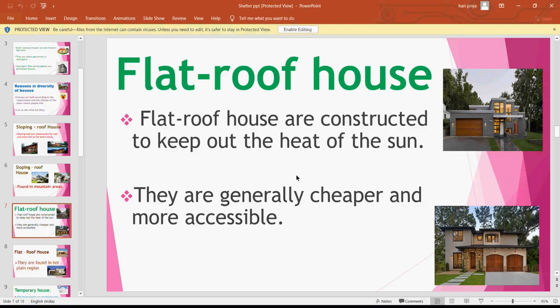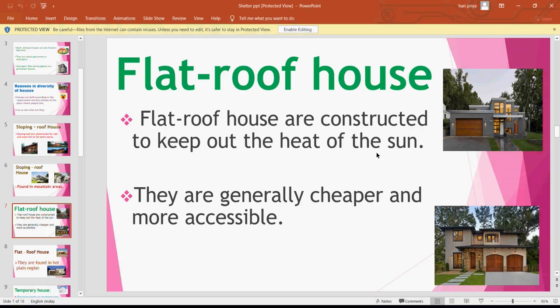So let's read the slide. Flat roof houses are constructed to keep out the heat of the sun. So why are people constructing houses like this? To keep out the heat of the sun. Last time I gave Himachal Pradesh and Ooty as examples, but in this case we can take Chennai as an example. Generally in Chennai the climate is very hot, right? So in Chennai also you can see flat roof houses. And you may ask, why are they constructing a very flat roof, ma'am? What is the need?